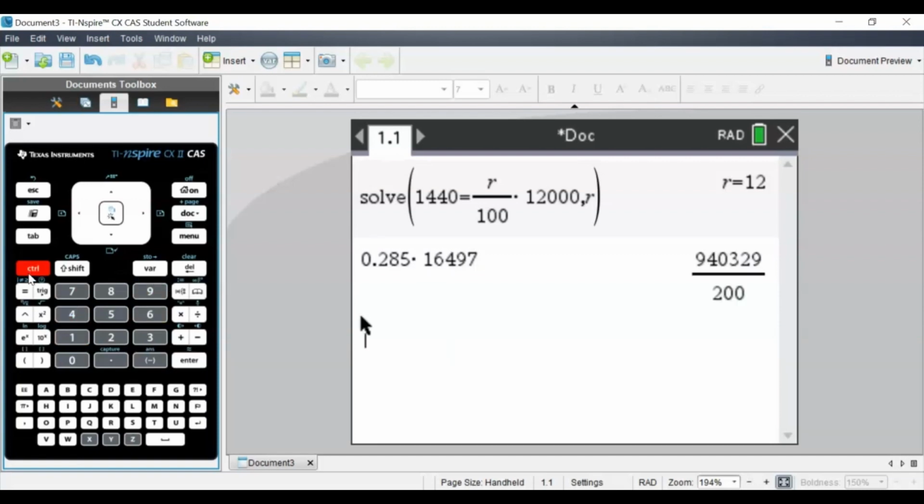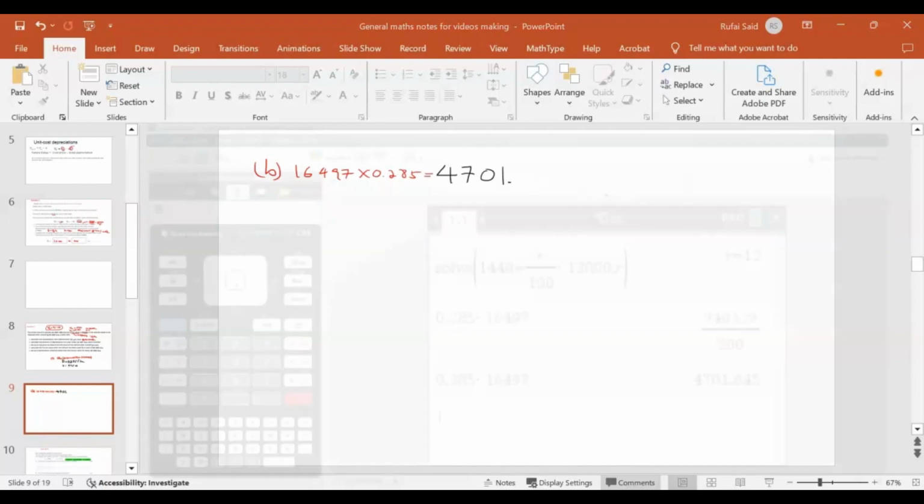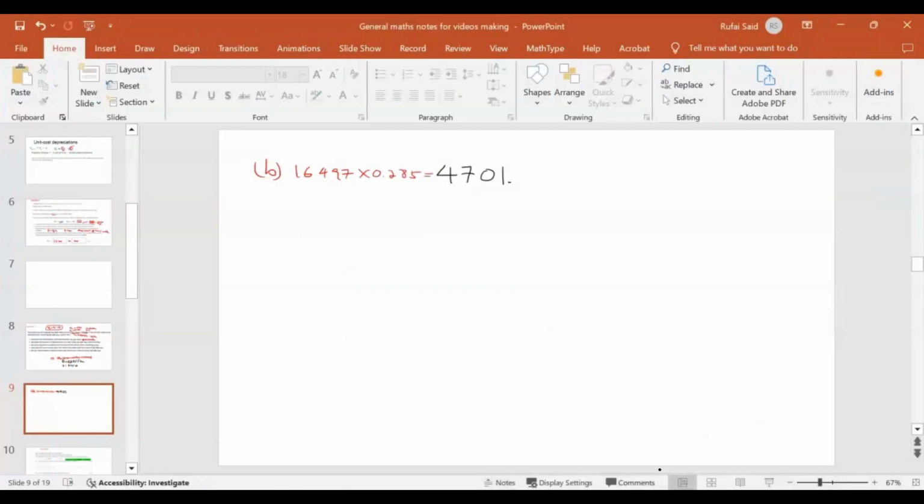So that gives us 4,700-something. The question was asking us for the nearest cent, so that's going to be 65. We need to make it 2 decimal places. All your answers have to be in 2 decimal places, nearest cent. All right, let's have a look at the next one.